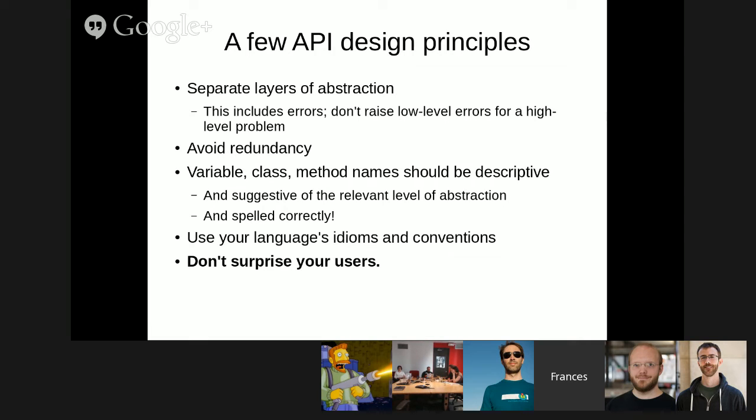Naming is considered one of the biggest problems in computer science, and that's for a reason. So for the API, names should be descriptive, and they should relate to the relevant level of abstraction that they're working on, so that a developer can look at the list and make a good guess at where they want to start. And again, use your language's idioms and conventions, and all of this boils down to don't surprise your users.